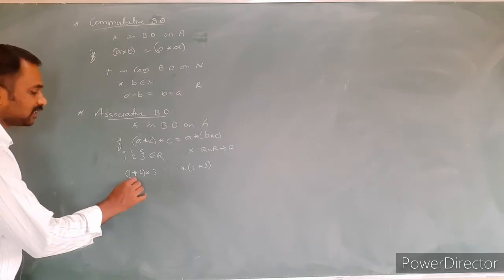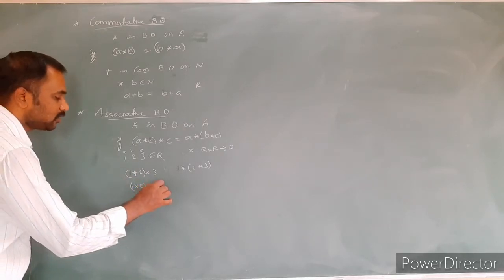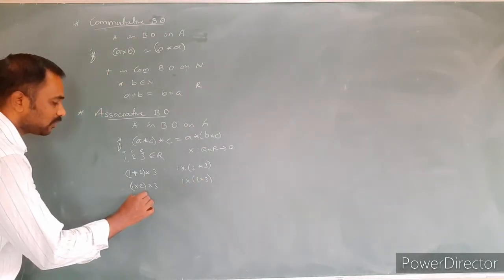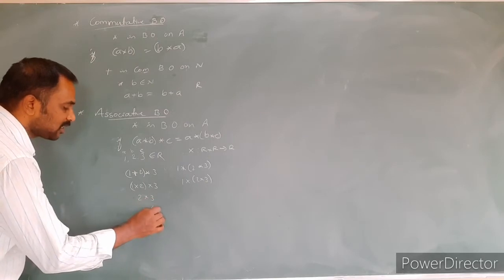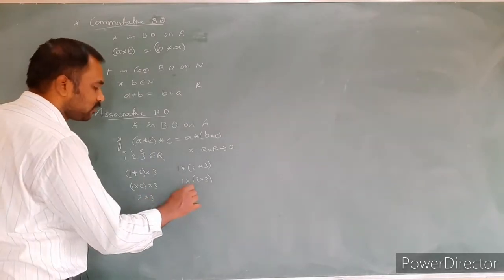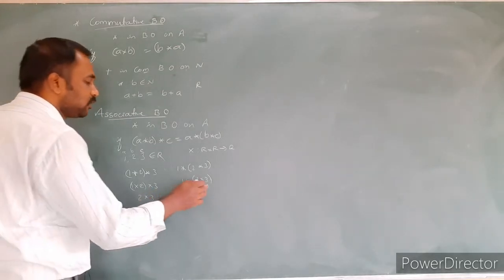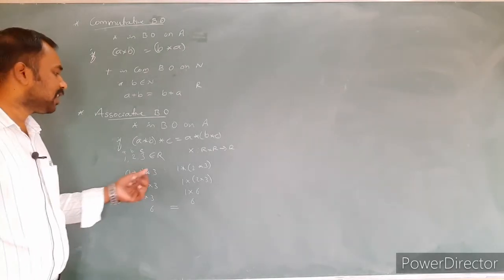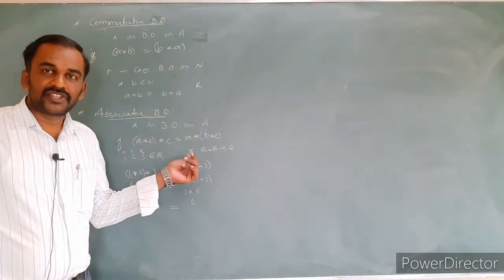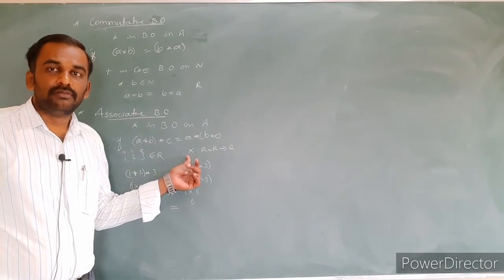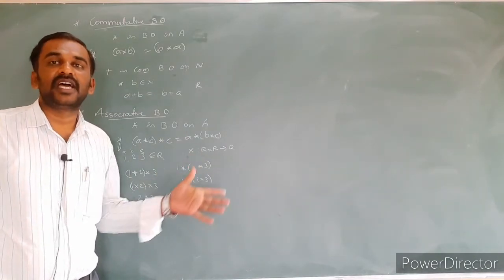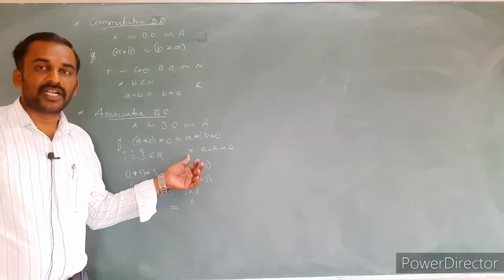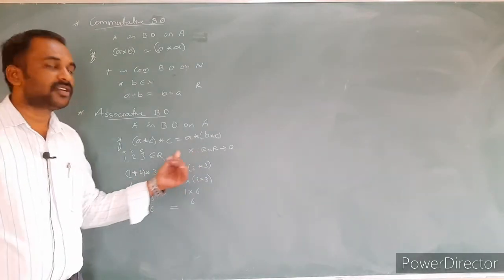Check it. 1 star 2, that is nothing but (1 into 2) into 3, or 1 into (2 into 3). Is LHS equal to RHS? 1 into 2 is 2. 2 star 3 is nothing but 6. On the other side, first of all, open the bracket: 2 into 3 is 6, 1 into 6 is 6. LHS is equal to RHS. Yes, we can easily conclude that multiplication is an associative binary operation on a set of real numbers.